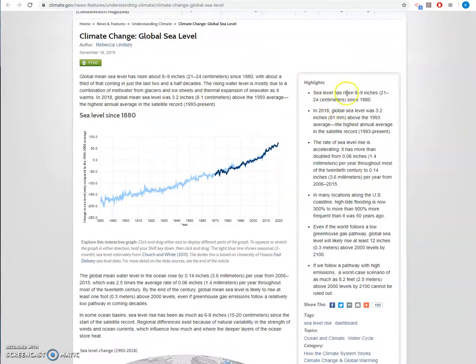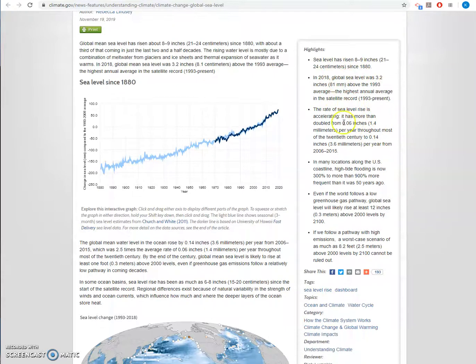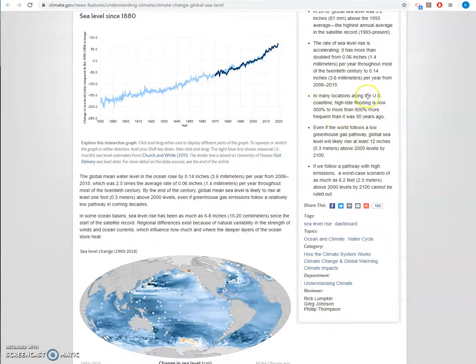So if you look at the highlights here, sea level has risen 8 to 9 inches. In 2018, sea level was 3.2 inches above the 1993 average. That's the highest single year change. The rate of sea level rise is accelerating. It's more than doubling from 0.06 inches, which was what it was in the 1900s, to now it's like 0.14 inches, which is a little bit bigger than twice as much of an increase in the amount of water. So in many places in the U.S. you're seeing high tide flooding 300% to 900% more frequent than it was 50 years ago. So you're going to see more places getting higher high tides, basically.